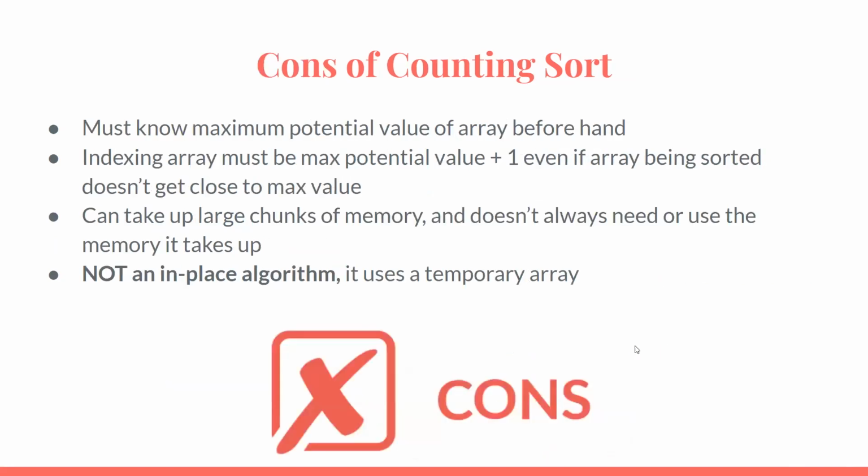Some cons of counting sort are that you have to know the maximum potential value and the n value beforehand. So, I mean, if you have large sets of data, that can become kind of tedious. Indexing the array, you have to use the maximum potential value plus one, like stated previously, even if the array being sorted doesn't even get close to the maximum value. So that takes up large chunks of memory.